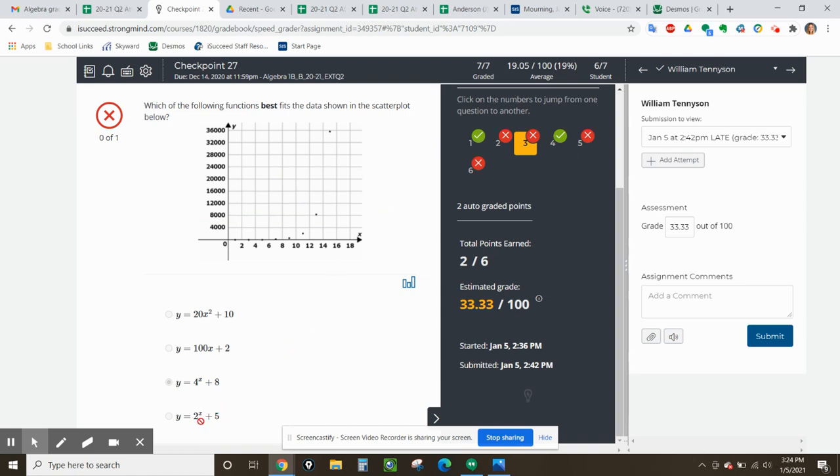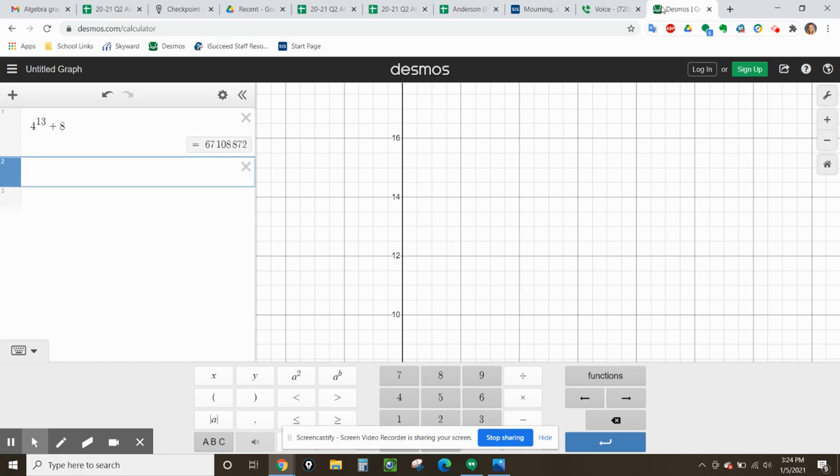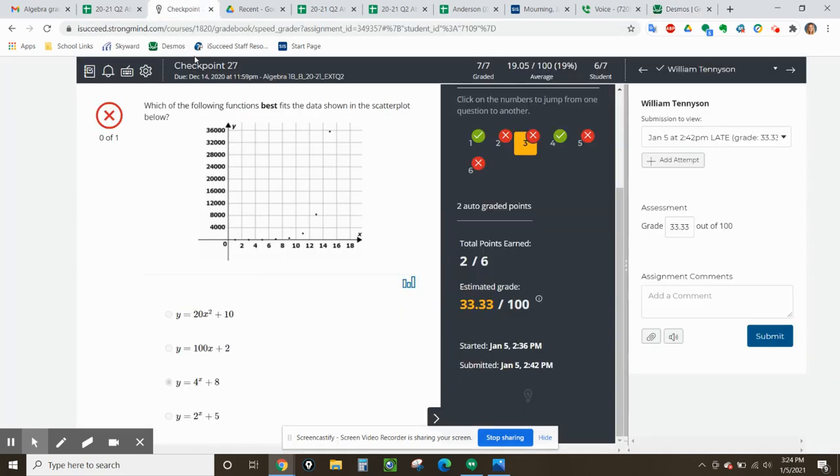What if I try this 2 to the x, so 2 to the 13th power plus 5. So that comes out as 8,197. So that looks reasonable. We're looking for something right above 8,000. So I would say that would be this choice.